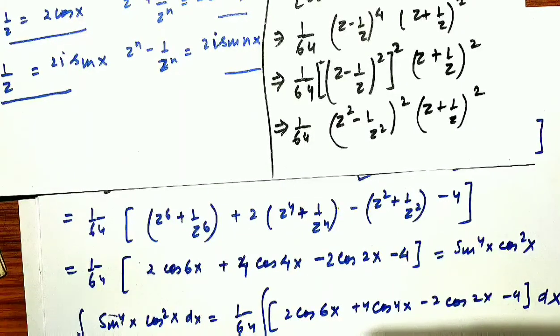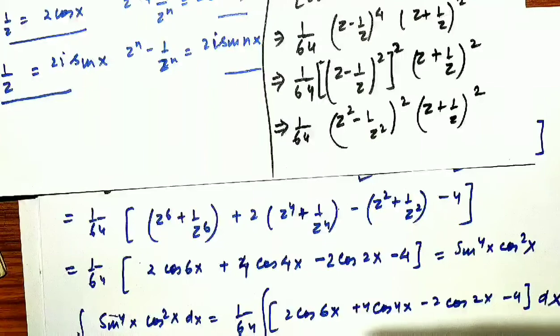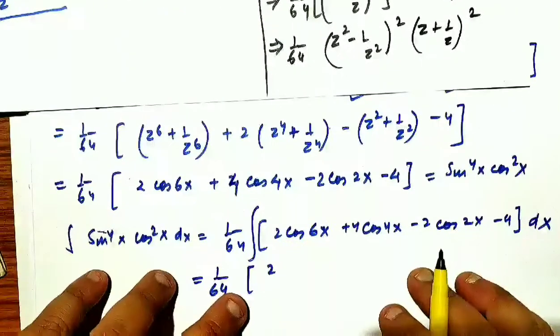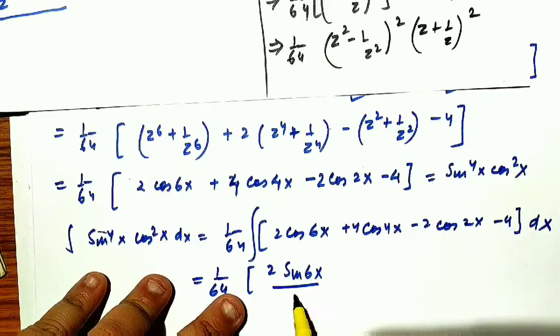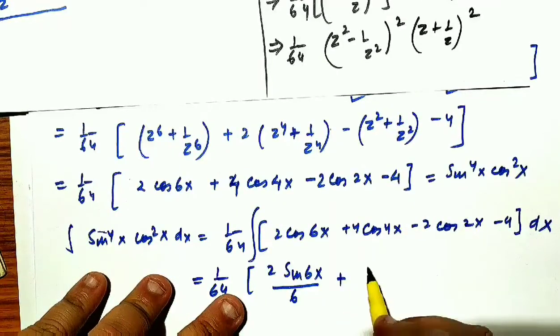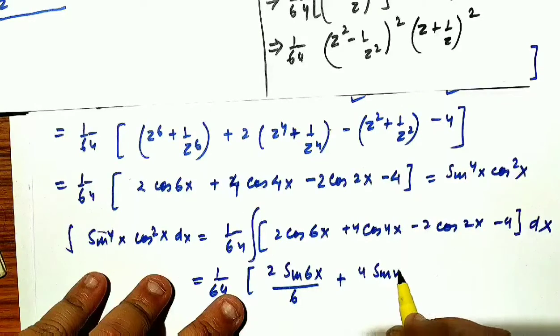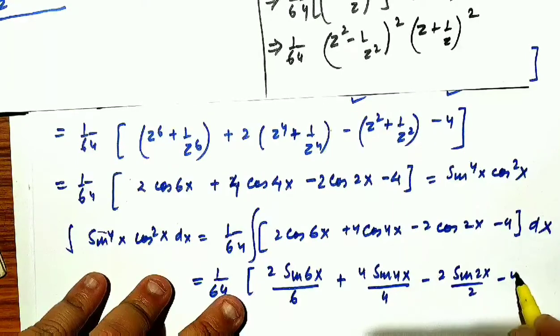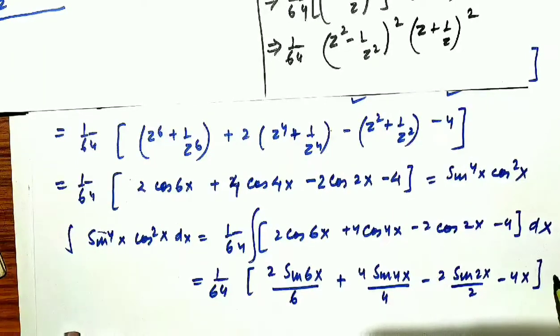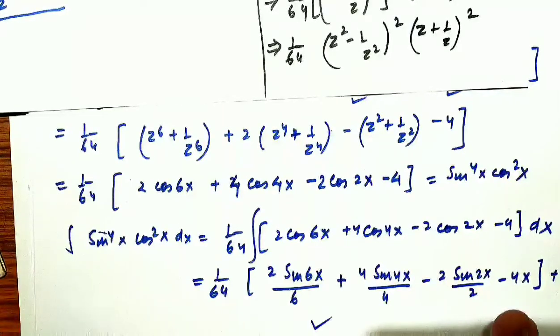So this will become 1 by 64, and the integral of cos is sin, so by using substitution I will get sin 6x divided by 6, plus 4 times sin 4x divided by 4, minus 2 times sin 2x divided by 2, minus 4x. This will be the answer. You can simplify it obviously to get the correct answer.